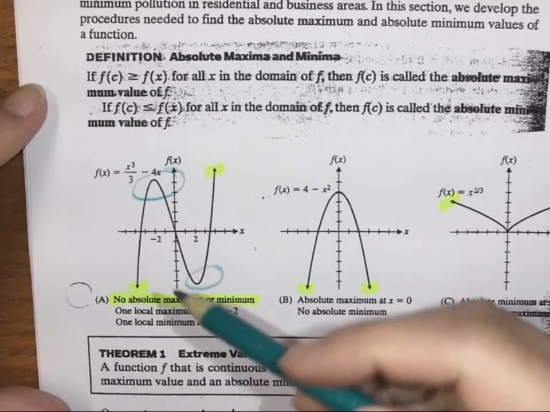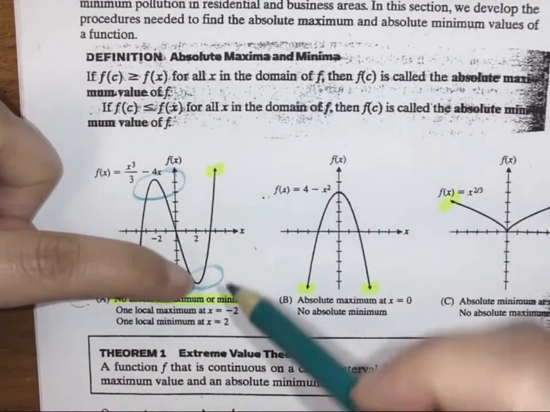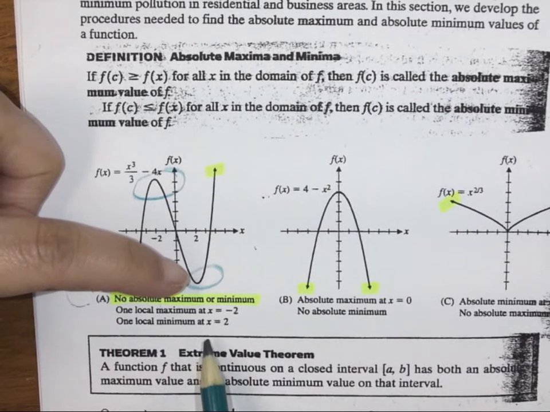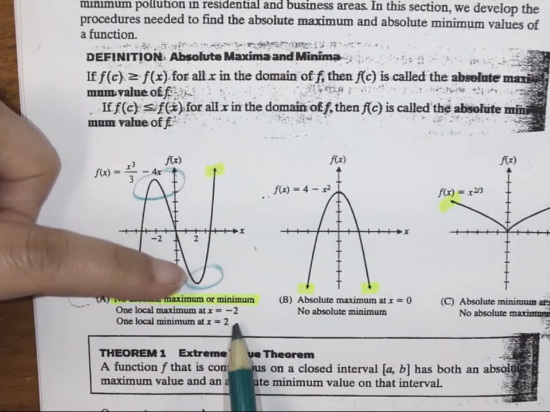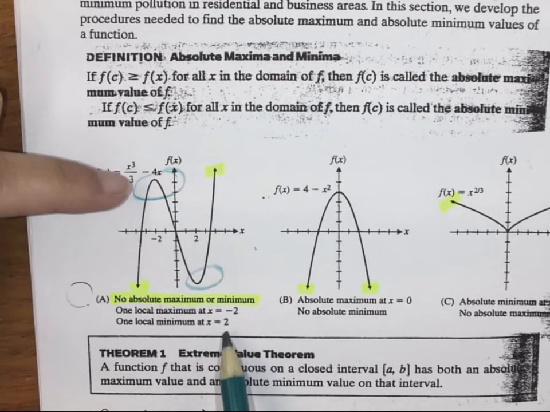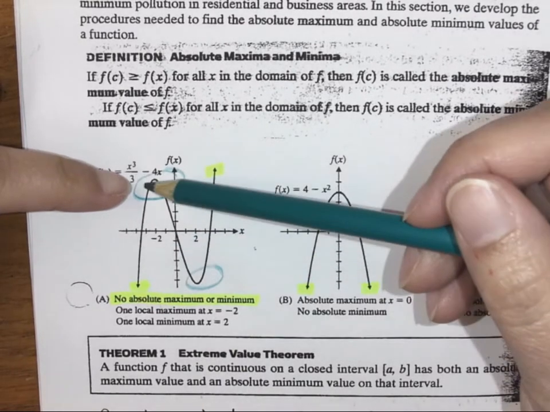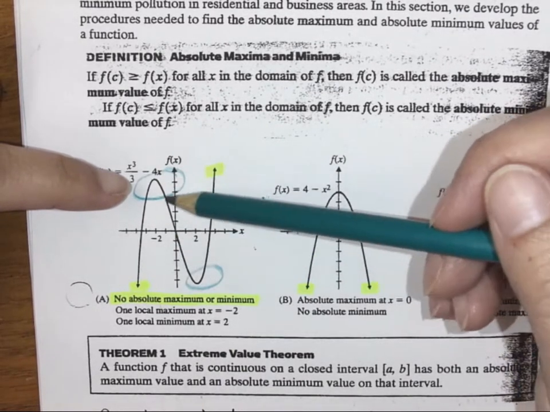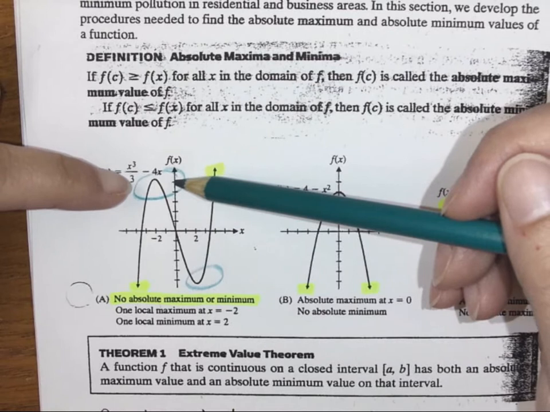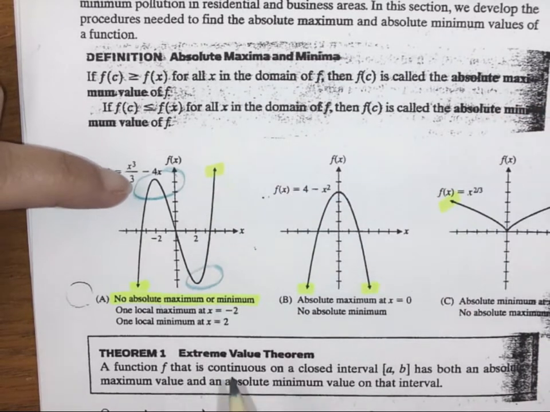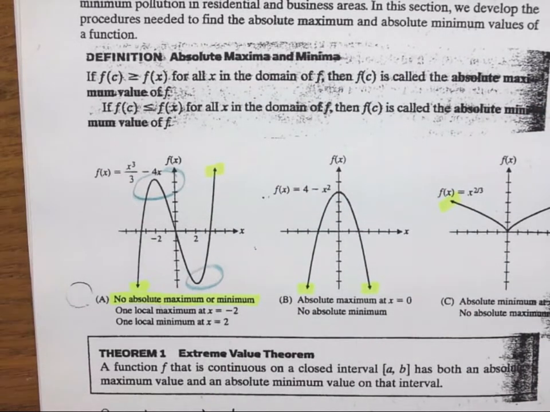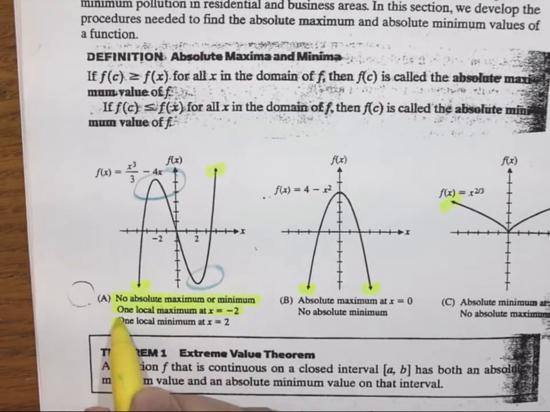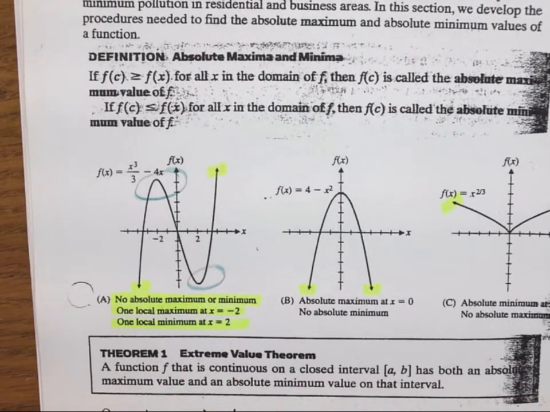This is going down and up, so this is a local or relative minimum at x equal to 2. And then I also have a point which goes up and down, so this is a relative or local maximum at x equal to negative 2. So for this particular graph, there are only local maximum and minimum, but no absolute maximum and minimum.